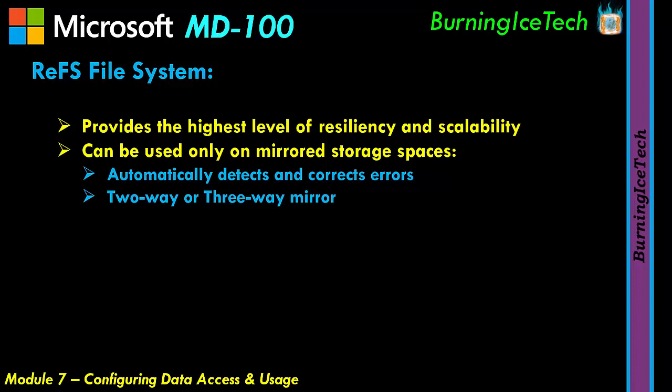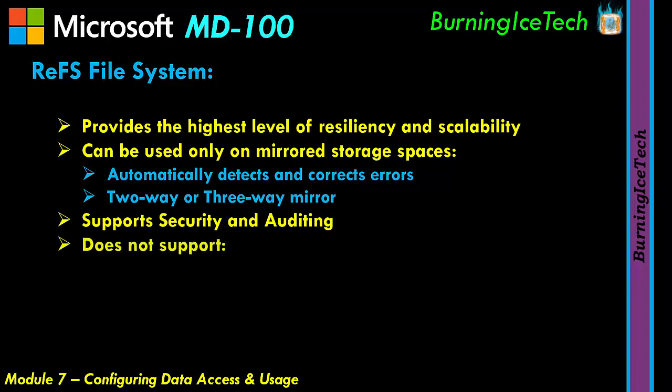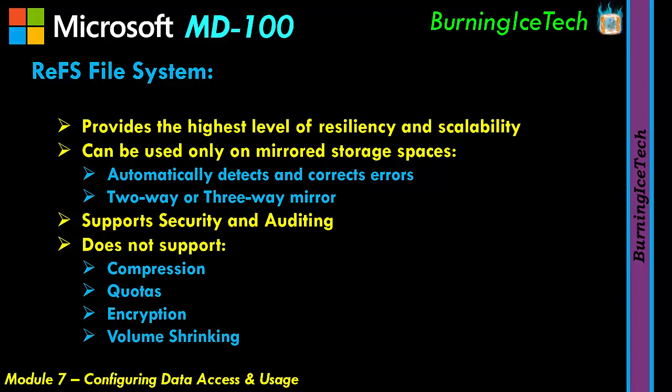These are things, for example, like security and auditing. So you can go and allocate permissions, and you can at least keep logs of what's going on. It, however, does not support other features which NTFS has, such as compression, quotas, EFS encryption, nor does it support things like volume shrinking, mind you.